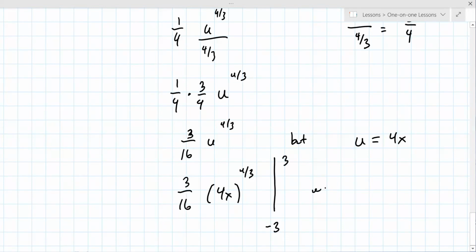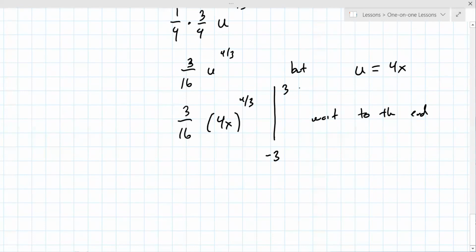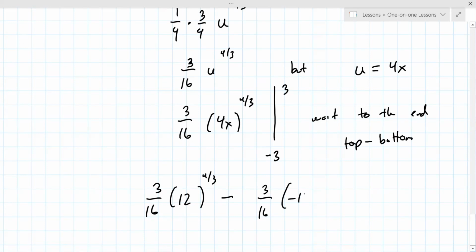You wait until the end to do this. It's always top minus bottom. So you put 3 into this equation: 3 over 16, 12 to the 4/3 power, minus, and then you put -3 in here, and that becomes -12 to the 4/3 power. Now you could put this in your calculator, but you already know the answer is 0. So you just write 0, and you've shown your work, and everyone's happy.